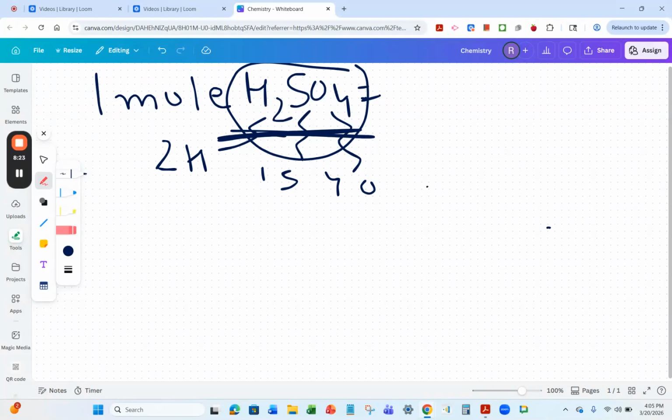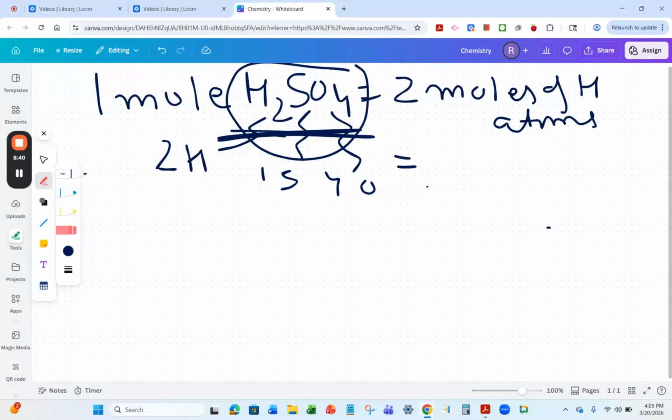Can we write these atoms in terms of moles? Yes. So, very important: 1 mole of H2SO4 also means 2 moles of hydrogen atoms. Kids usually make mistakes here. If you're writing 1 mole in front of the formula, it means this mole is a property of each and every atom inside the formula. Or I can write 1 mole of sulfur atoms.